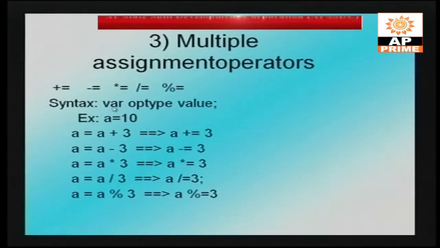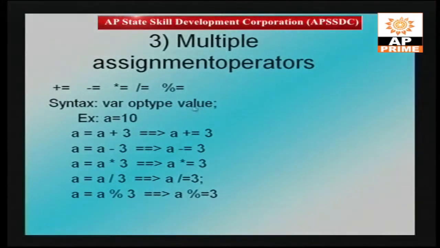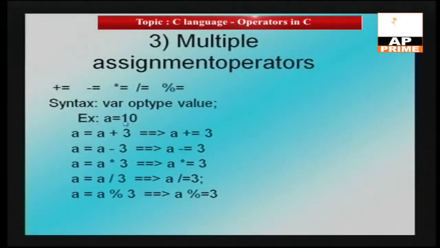See how to use this operator: variable, operator type, value. I have a assigned with 10. I want to make an expression a plus equal to 3. Plus equal to is called a multiple assignment operator. What is the abbreviation of a plus equal to 3? A equal to a plus 3. A value 10 is already there, 10 plus 3. Now 13 is assigned to a. What is the meaning of this statement, a equal to a plus 3? 10 is added by 3 and sent back to a.